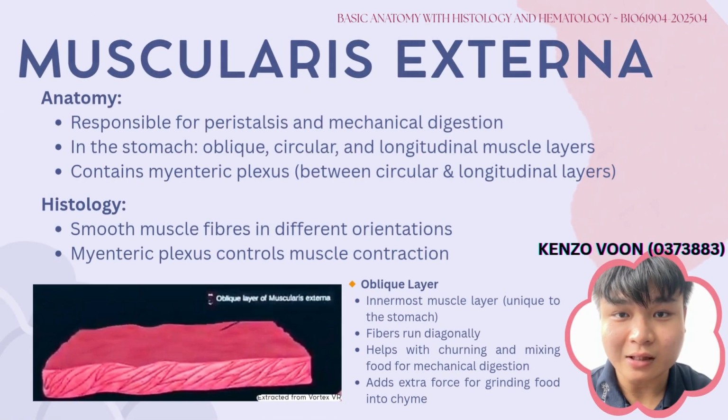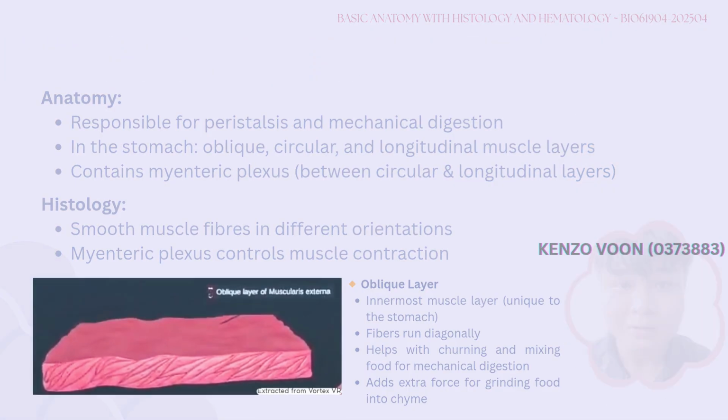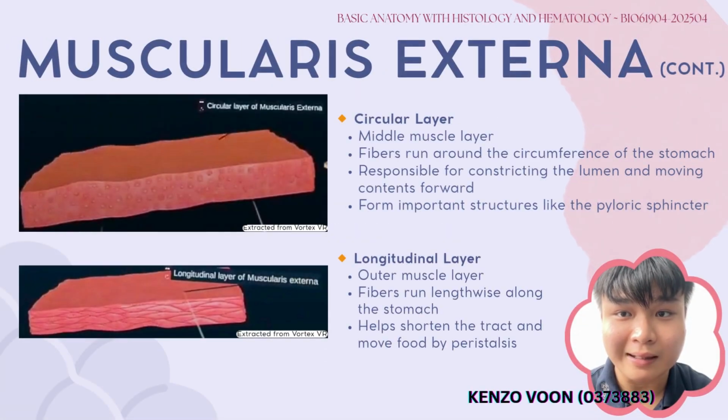Onto the muscularis externa, which is responsible for mechanical digestion and peristalsis. In the stomach, it has three muscle layers: the oblique layer, the circular layer, and the longitudinal layer. The oblique layer is the innermost and unique to the stomach. Its diagonal fibers help to grind and churn food. The circular layer runs around the stomach and helps to constrict the lumen to move food forward. The longitudinal layer, the outermost, shortens the tract to propel content by peristalsis. Between the circular and longitudinal layer lies the enteric plexus, which controls muscle contraction.